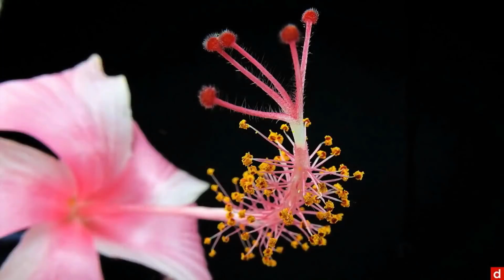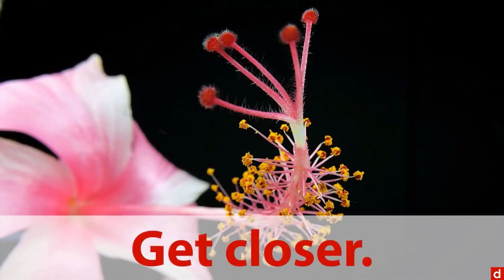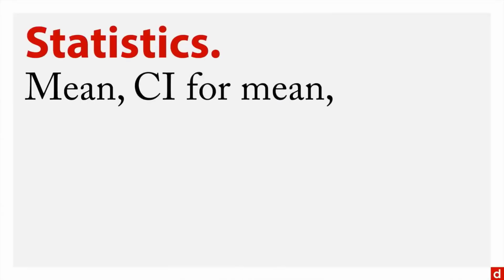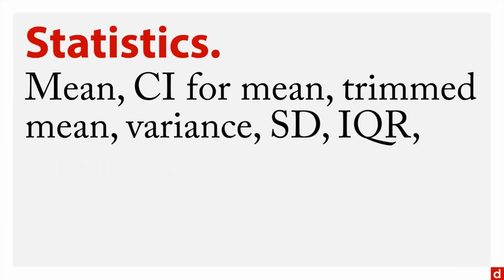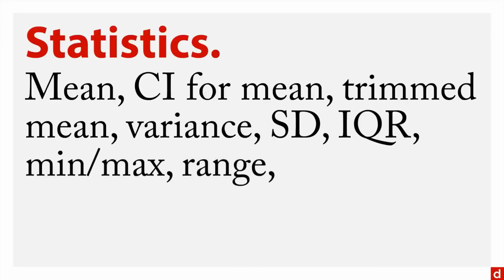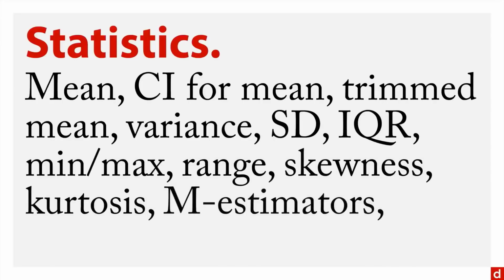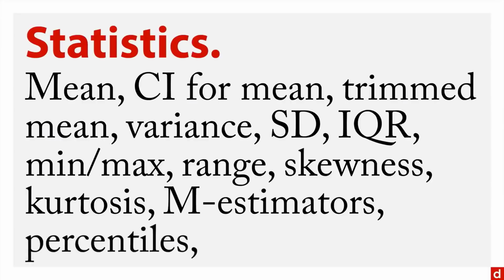I like to think of this as a way to get a lot closer, get a little macro view on your subject, get closer and see what's there in detail. Now, the Explore command is going to give you a bunch of statistics. It can give you the mean and the confidence interval for the mean and the trimmed mean, as well as the variance, the standard deviation, the interquartile range, the minimum and maximum, the range, skewness, kurtosis, a collection of M estimators, which are special robust ways for measuring the center of a distribution, percentiles, which we've seen before, and lists of outliers.